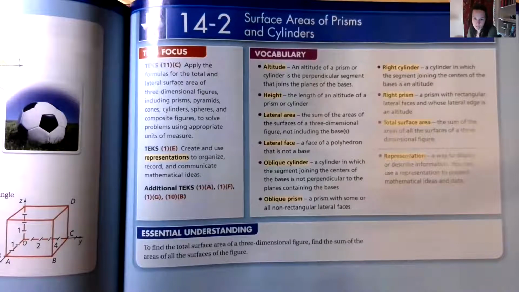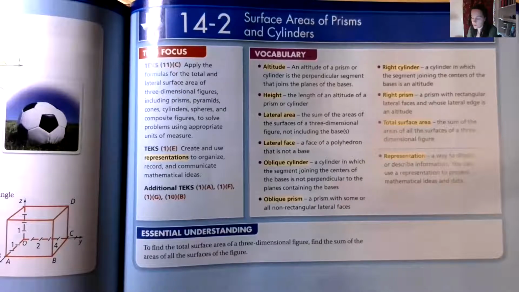height are, lateral area, lateral face, and then you need to know the two primary different types of cylinders and prisms in terms of being upright or oblique. So you need to know about oblique cylinders, oblique prisms, right cylinders, right prisms, and then in addition to lateral area, you also have total surface area.